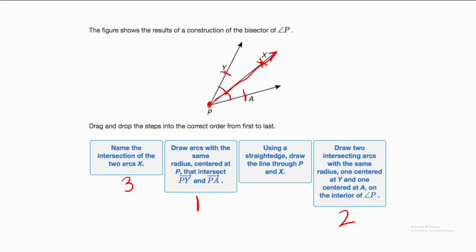YPX and APX would be congruent. I'm going to write that up here. Angle YPX is congruent to angle APX. That's what this tells us here, right? So that is step four, right? I know this information was not necessarily what it's asking us, but it's good to know. Angle YPX is congruent to angle APX.